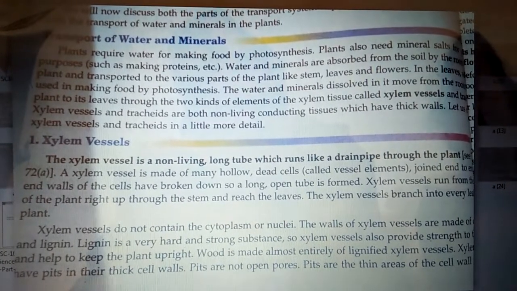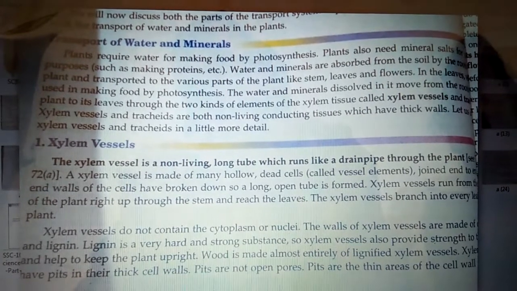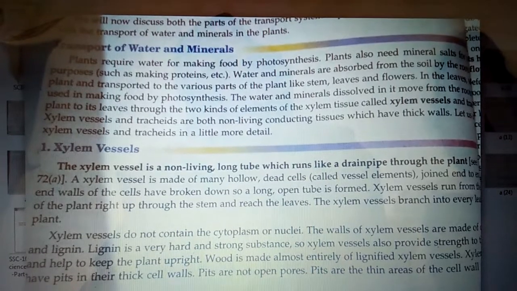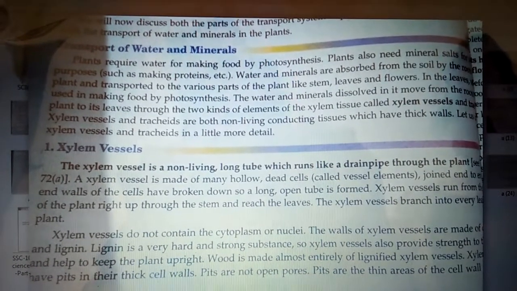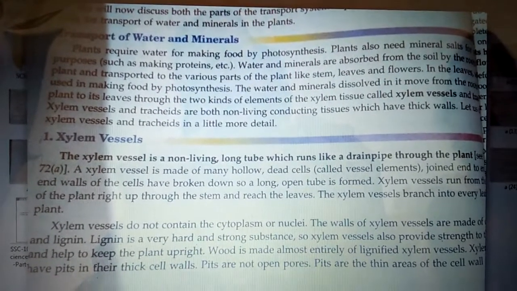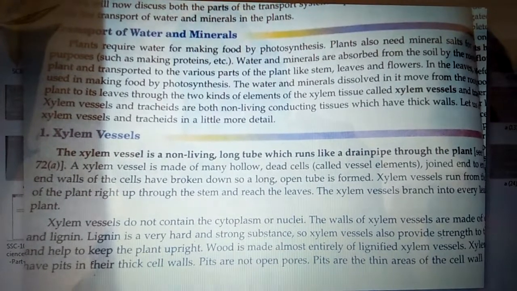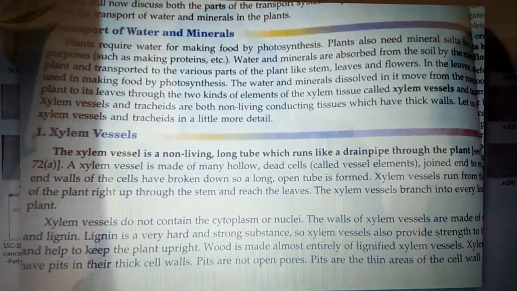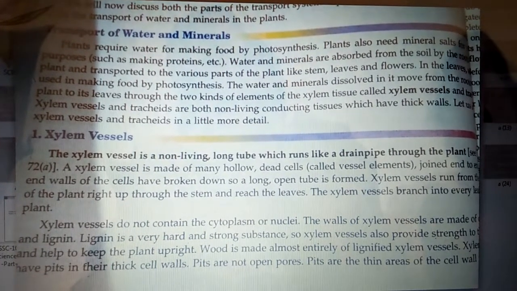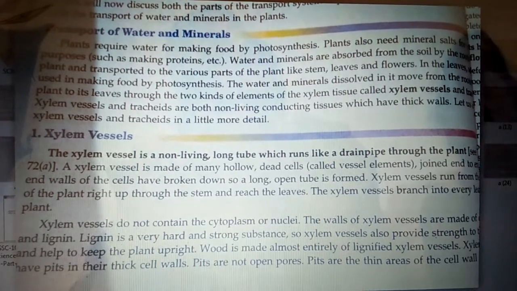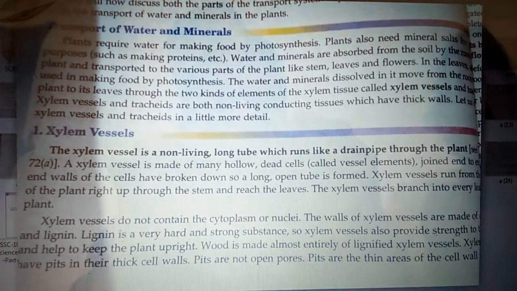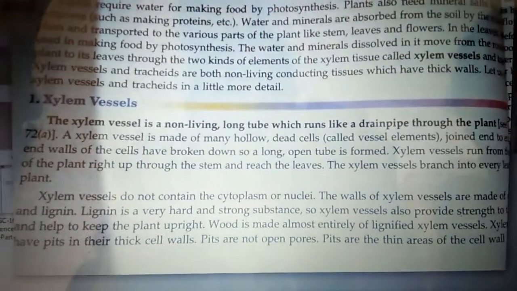There are two parts of the xylem which help in the conduction of water and minerals. The first part is the xylem vessels. A xylem vessel is a pipe-like structure, and it is non-living. Non-living means it does not have a nucleus, and it is a long, pipe-like structure with a hollow portion to carry the water. Basically a xylem vessel is like an open tube or open pipe which can carry water and minerals from the downward to upward direction. These xylem vessels do not contain a nucleus, so they are non-living dead cells.